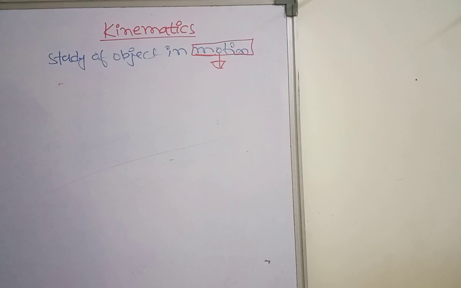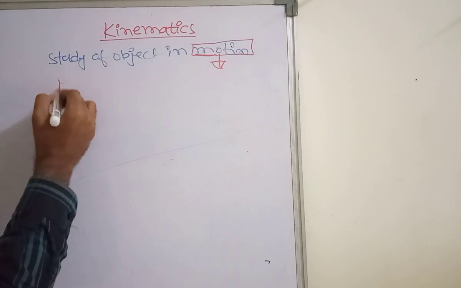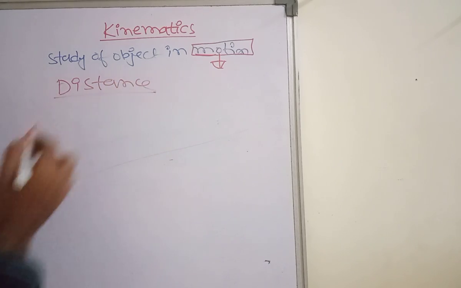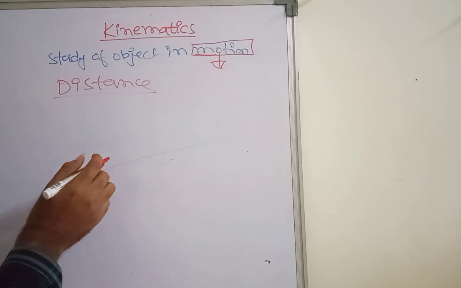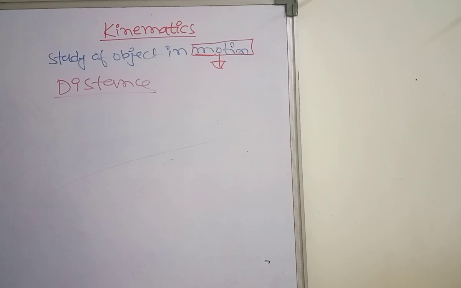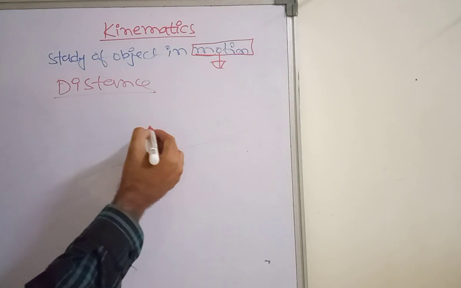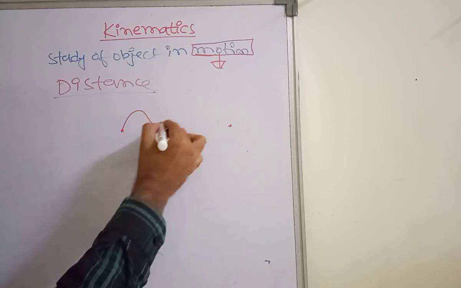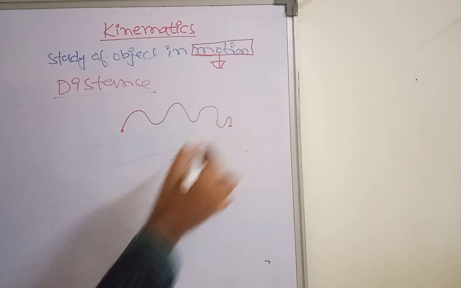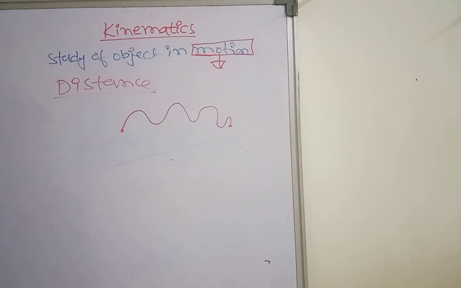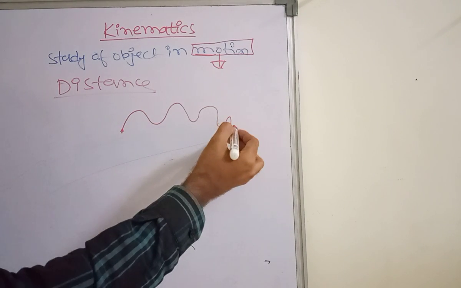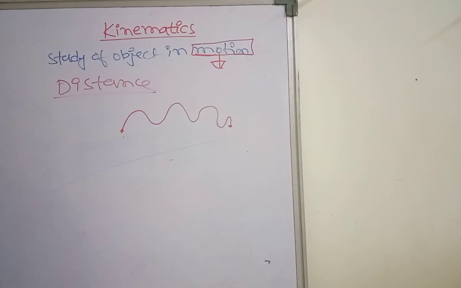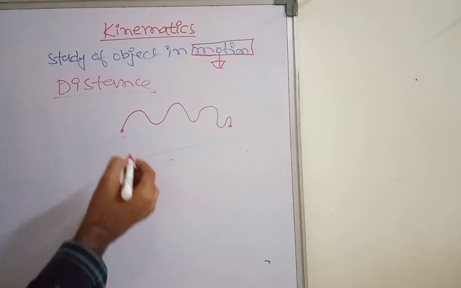So next, distance. What do you mean by distance? It is the total path traveled. Suppose the person is traveling from here to here, so he is traveling along a curved path. How can we measure distance? You have to measure the total path from initial to final. So the total path traveled is distance.